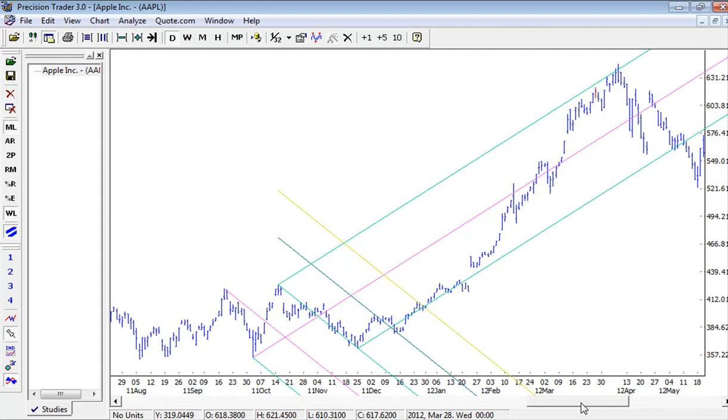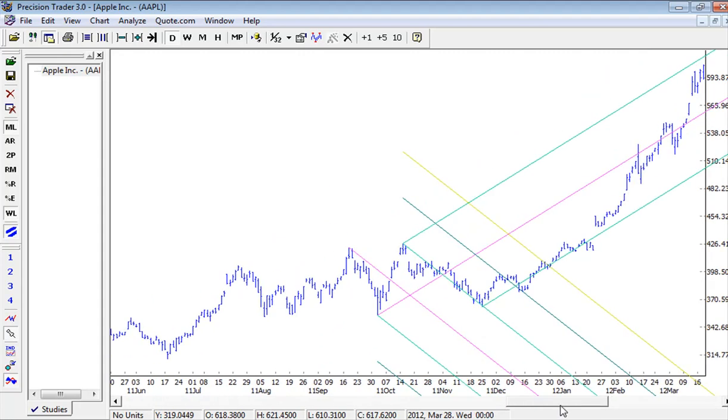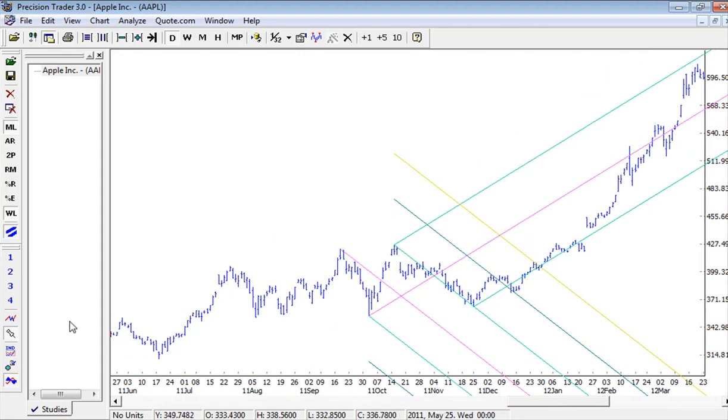Okay, not overly difficult. Sometimes you just need a little bit of help in knowing which pivots to draw it from. So what you can do is press the buttons on the side here when you use Precision Trader, and it'll label the pivots for you.